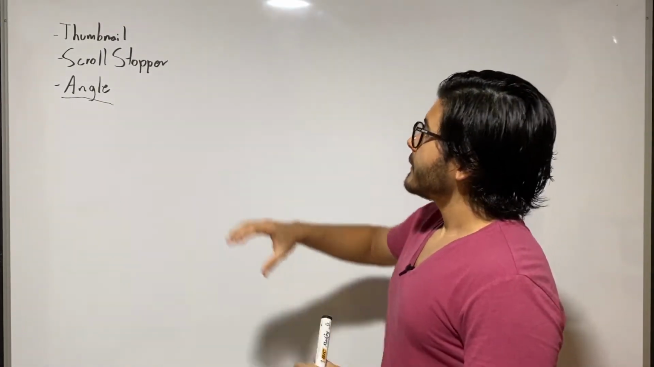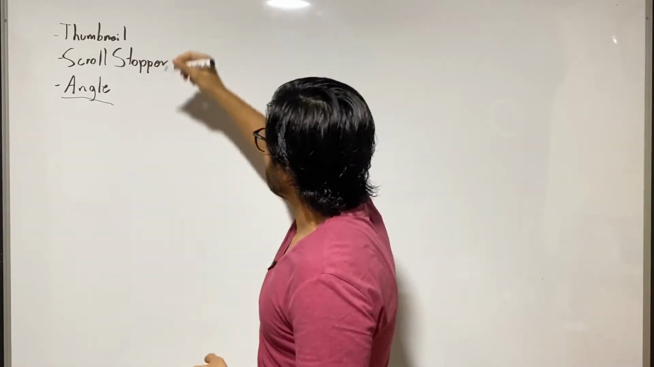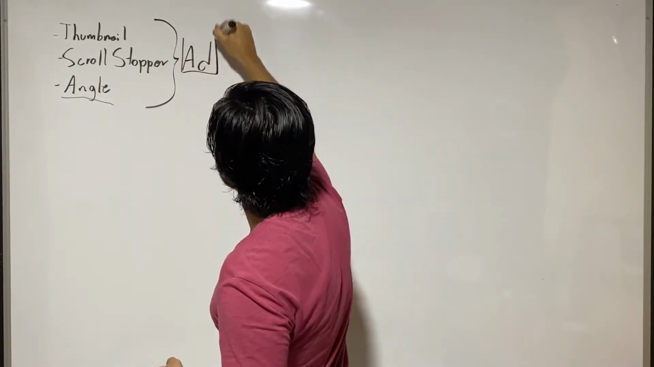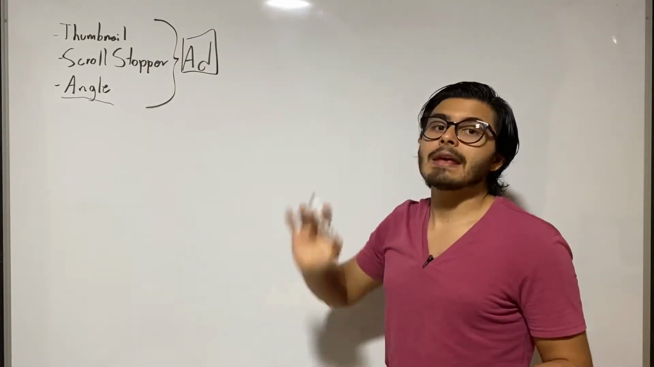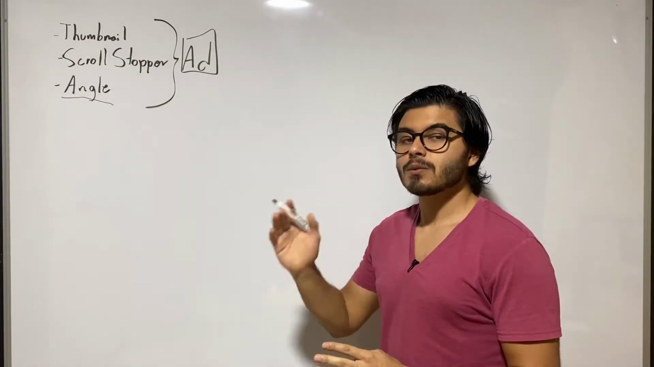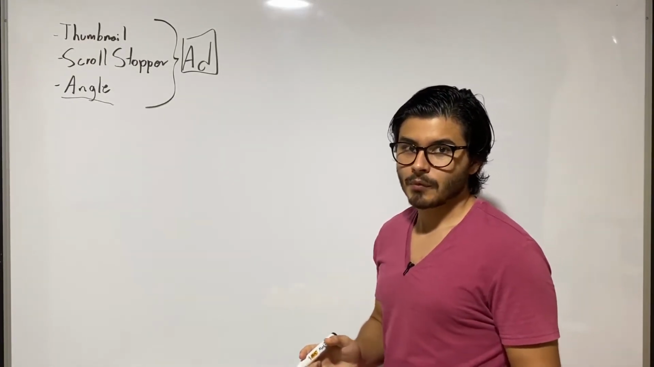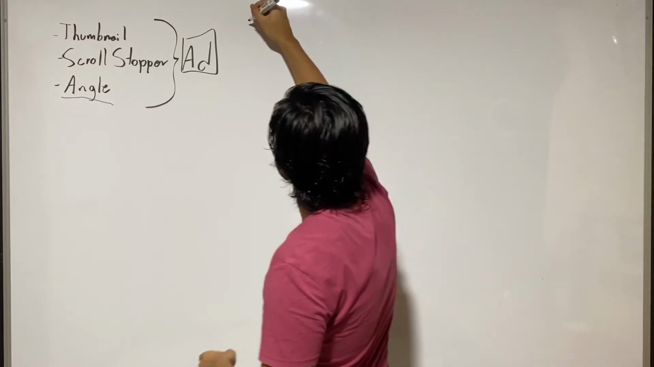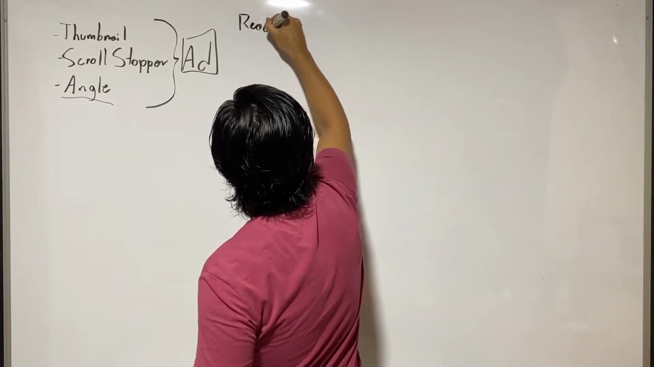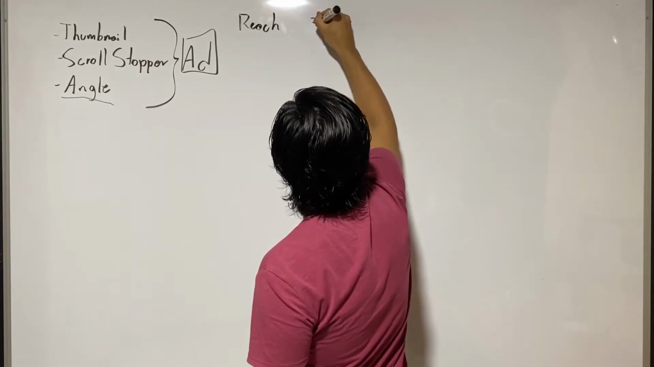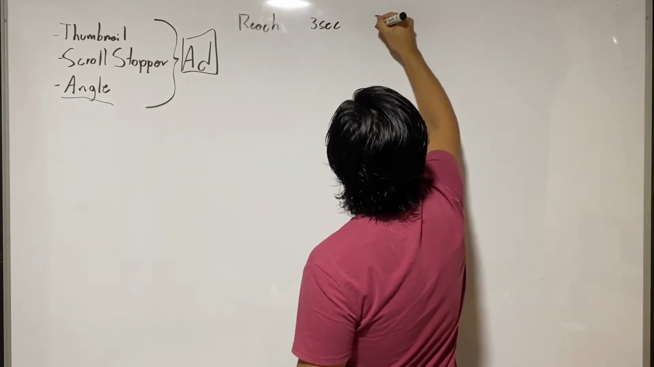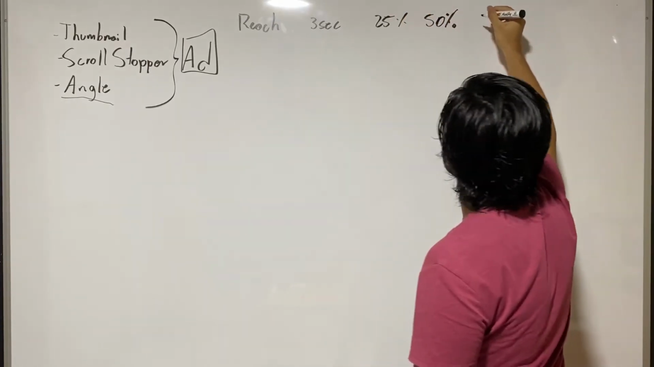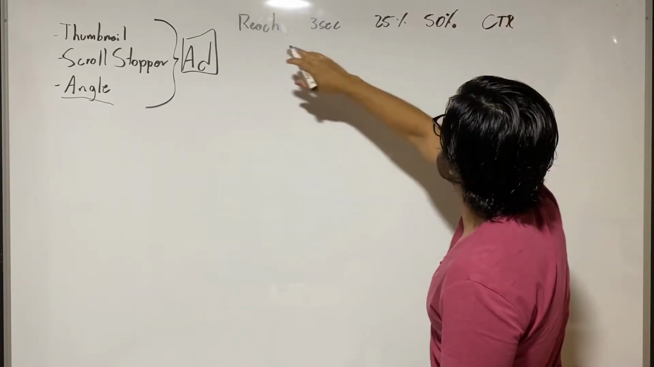Okay, once we have these 3 things and we have created the ad, we are going to start measuring the ad and find out if it is working or not. So we need to start paying attention to these 5 metrics. The first one is reach. The second one is going to be 3 seconds, 25%, 50% and CTR. 1, 2, 3, 4, 5.